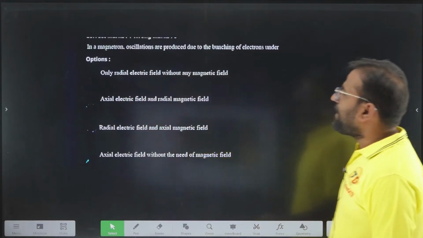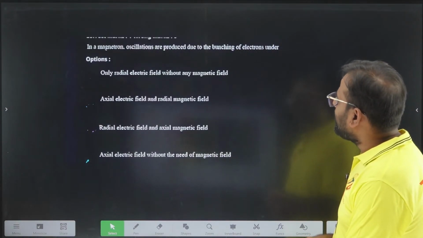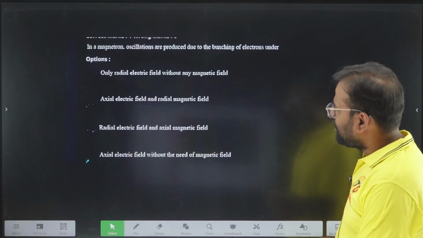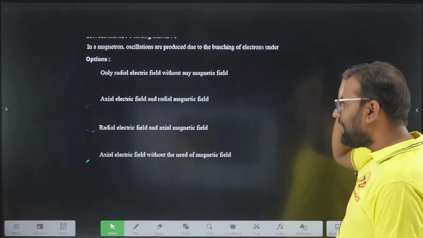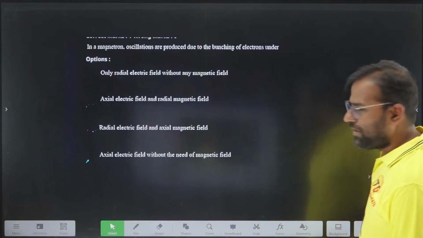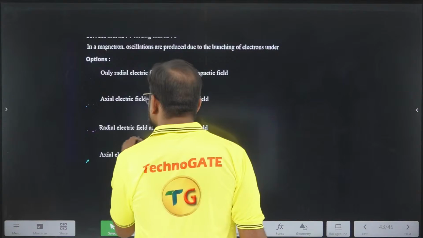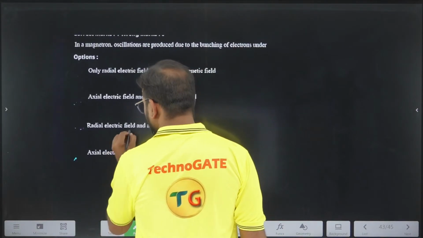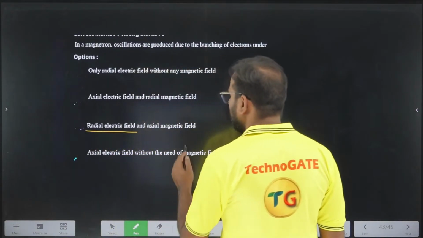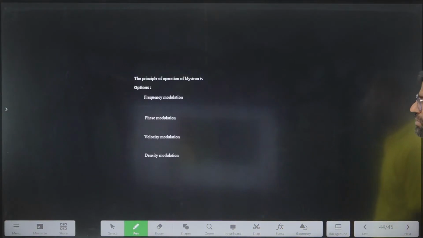Okay. In a magnetron, again in microwave, the oscillations are produced due to the bunching of electrons. As we know, in magnetron operation the electric field is radial and the magnetic field is axial. Again a theory based question.